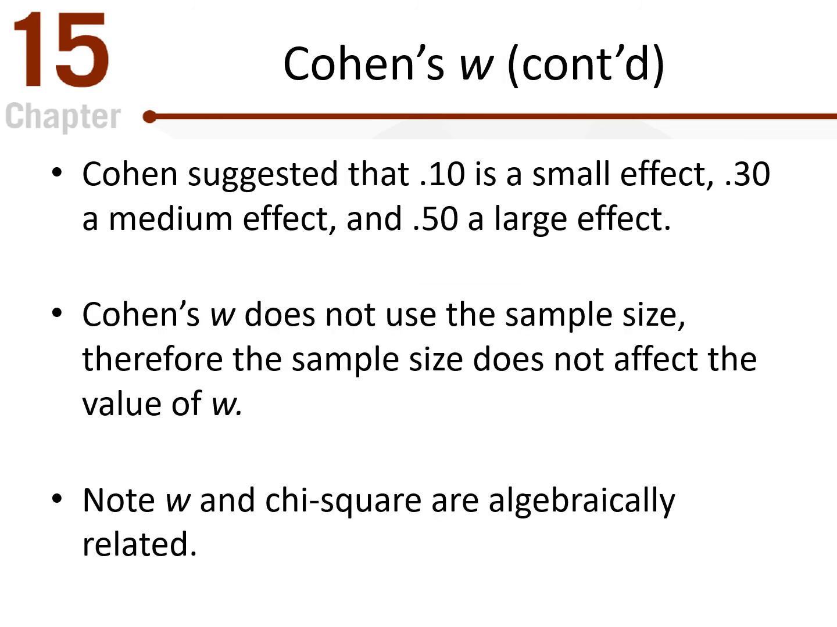Cohen suggests that 0.10 is a small effect. So this is similar to Cohen's D. 0.10 is a small effect, 0.30 is a medium effect, 0.50 is a large effect. And since it's a measure of effect size, sample size does not play a role in calculating W. Now, W can be calculated much easier than looking at proportions.